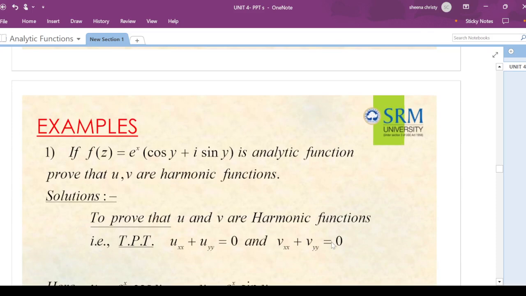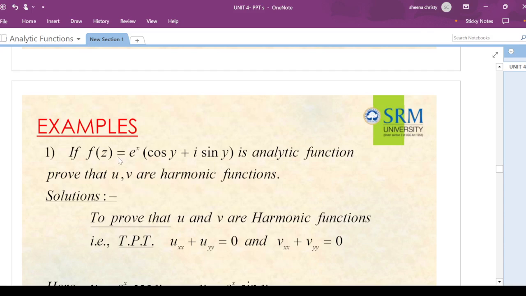Now, we'll see this problem. If f of z equal to e power x into cos y plus i sin y is an analytic function, prove that u and v are harmonic functions. That means you have to show that dou square u by dou x square plus dou square u by dou y square equal to 0, and dou square v by dou x square plus dou square v by dou y square equal to 0.